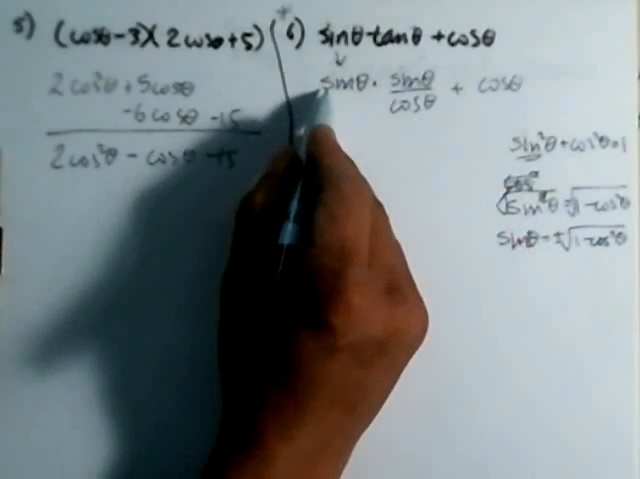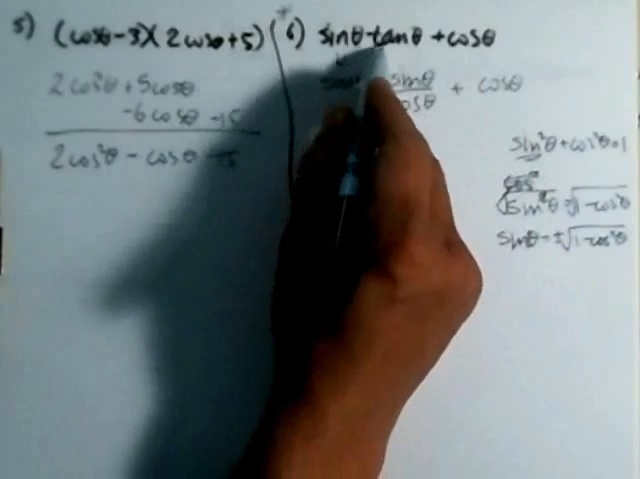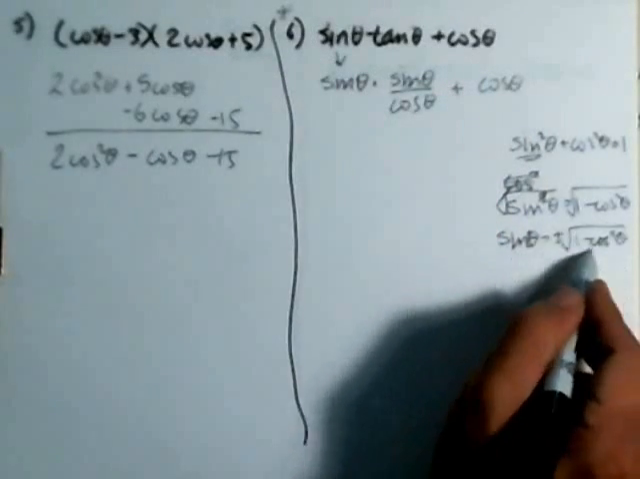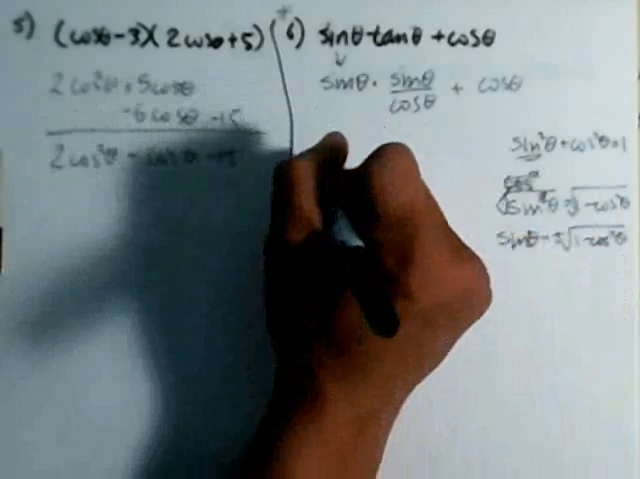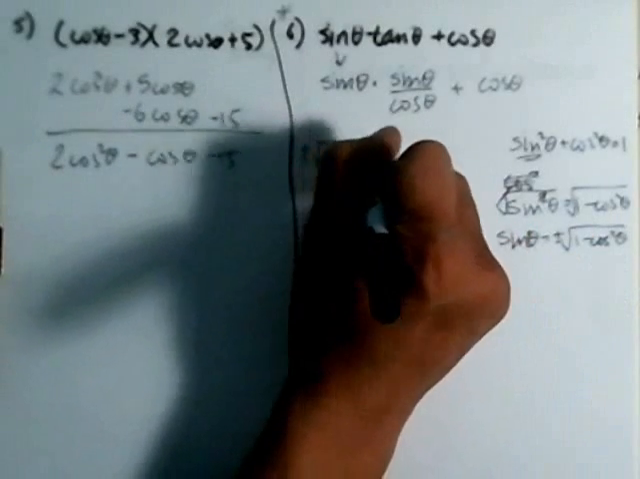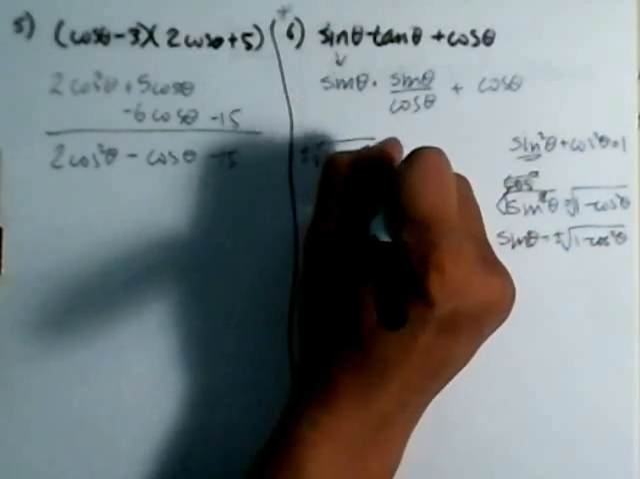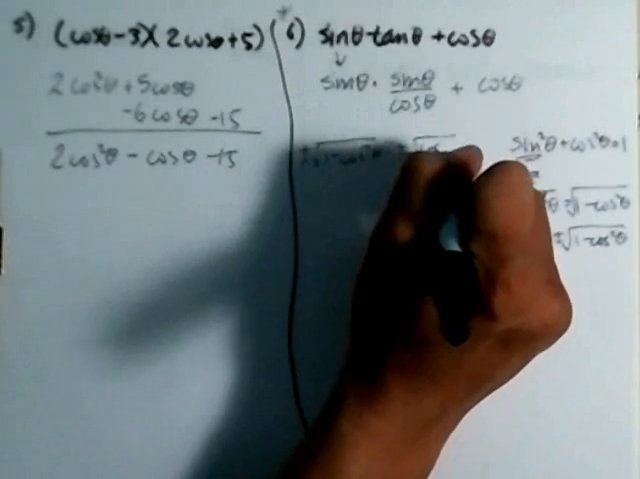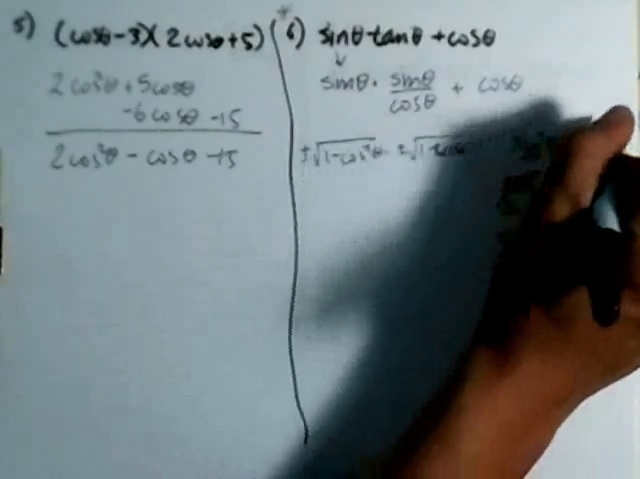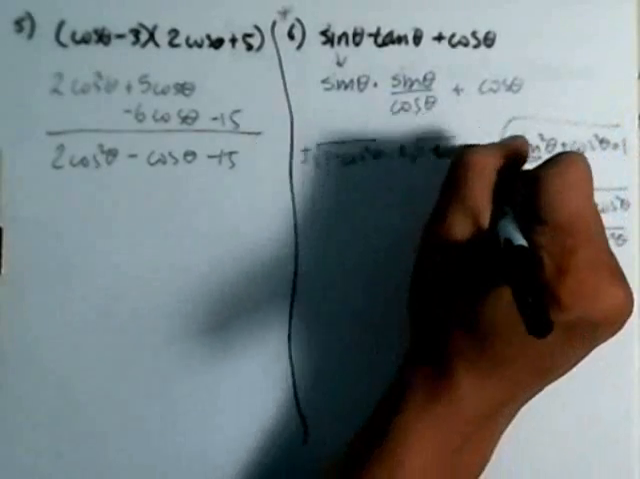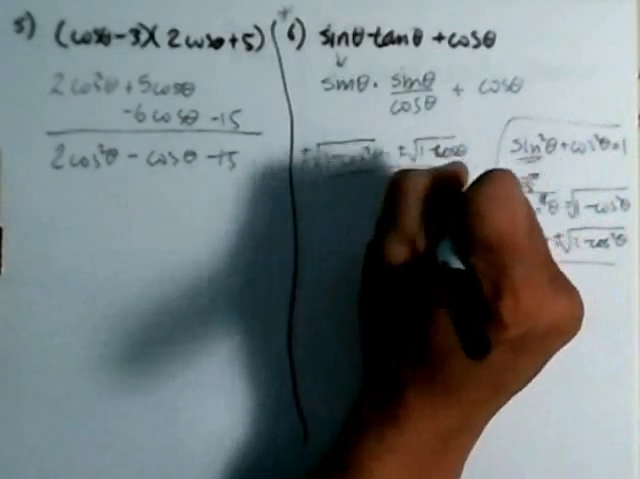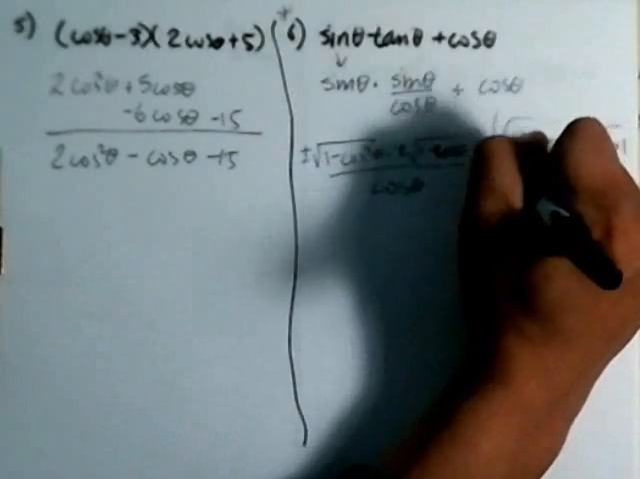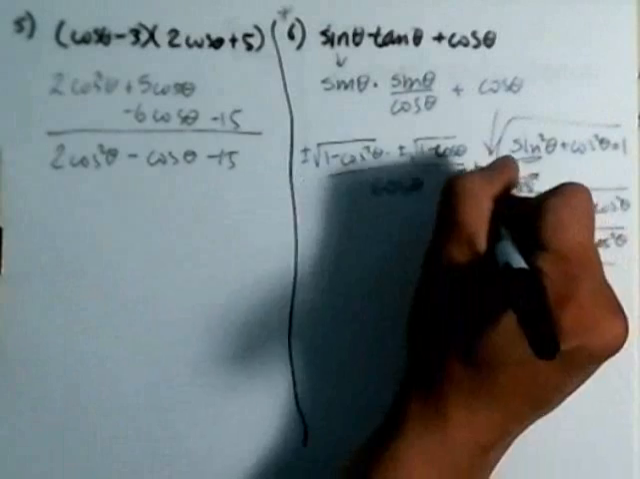Since I want every one of these factors or terms to be in cosines, I have to put it in this form right here. Plus or minus square root of 1 minus cosine squared of theta times plus or minus square root of 1 minus cosine squared of theta. Put this right there, all over cosine of theta, plus that cosine theta right there.